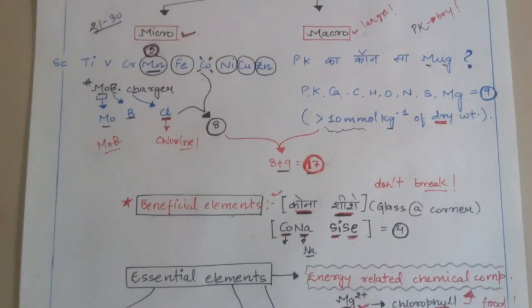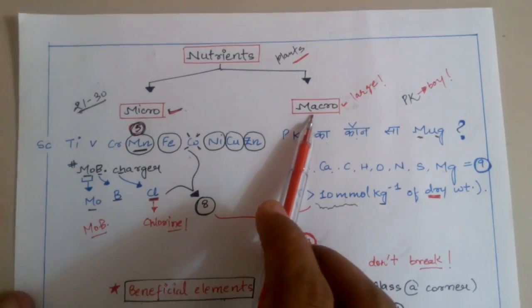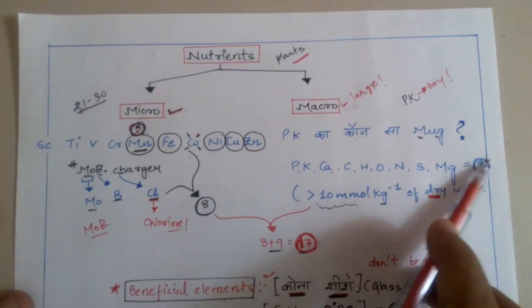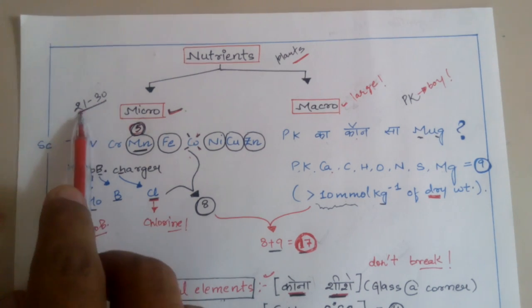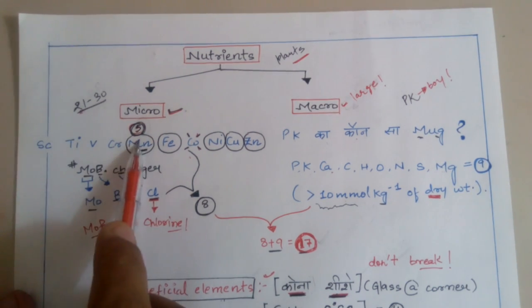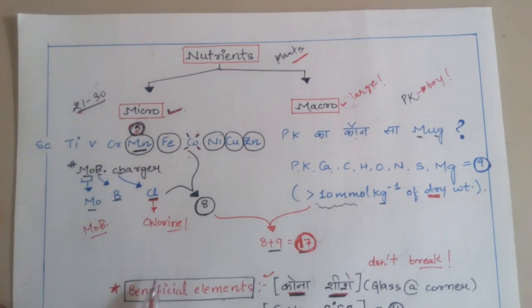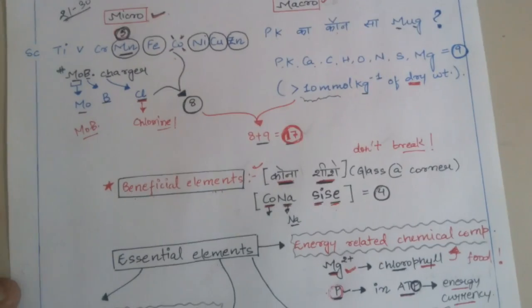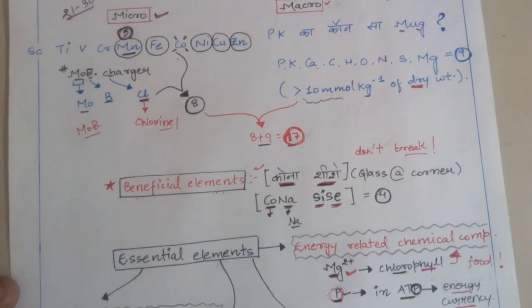So let us revise the whole sheet. There are many nutrients present in the plant body which are divided into two categories, that is micro and macronutrients. Macronutrients can be remembered by a very simple trick, that is PK ka kaun sa mug, which are 9 in number. And for micronutrients, firstly we write the atomic numbers from 21 to 30, and from the fifth element we go towards the next ones, and all of them are micronutrients except cobalt, which is in the category of beneficial elements. The remaining three can be memorized by mobile charger, that is MOB and Cl. The beneficial elements are 4 in number, which can be simply learned by a trick, that is Kona Shishe.